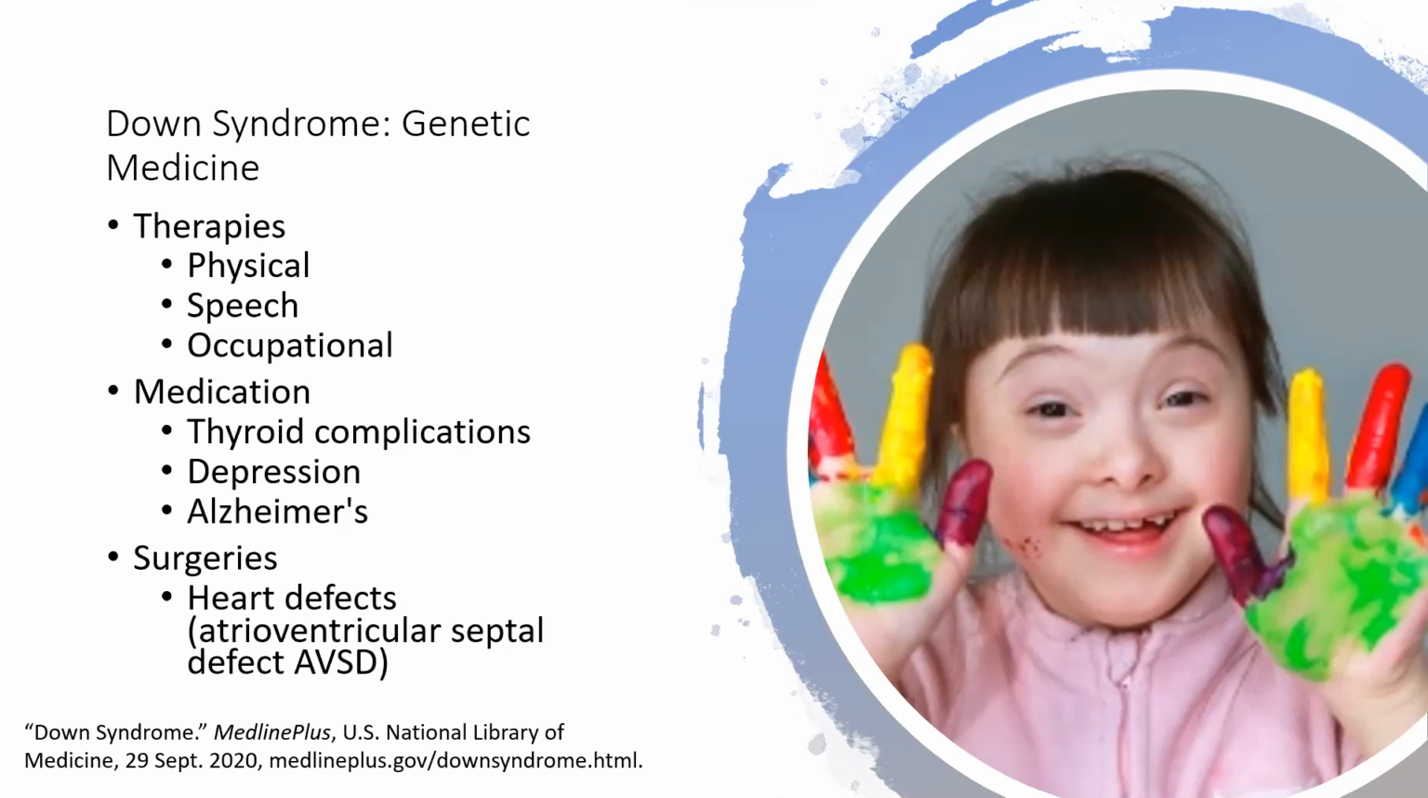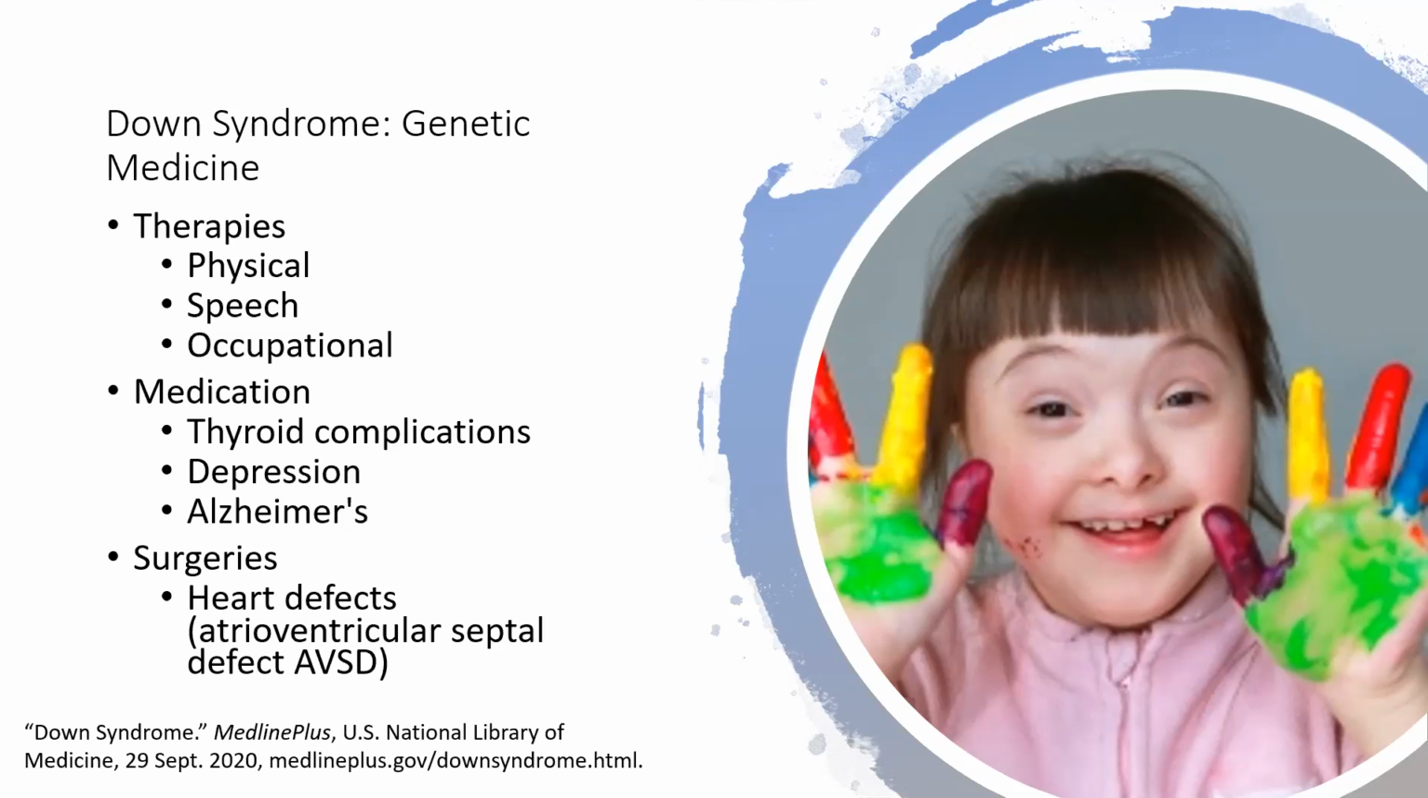So there are also certain birth defects that are common in babies with Down syndrome, which is why the third type of genetic medicine that I've listed is surgeries. One of these is atrioventricular septal defect, or AVSD. This is when there's a hole in the heart and it interferes with normal blood flow. And AVSD is treated surgically by patching the hole and, if necessary, repairing any valves in the heart that may not close up completely.